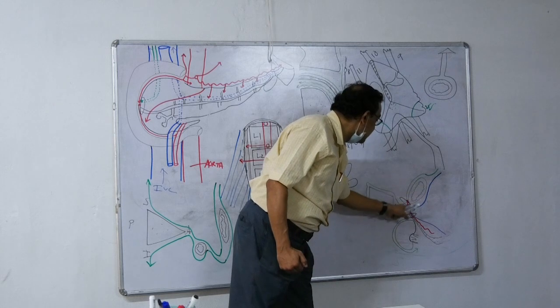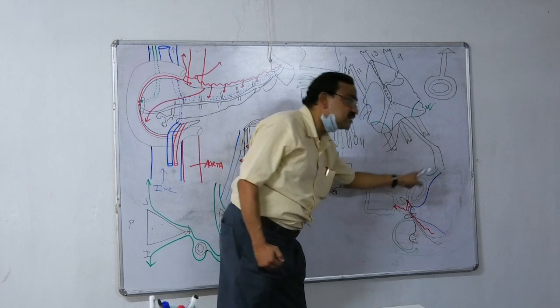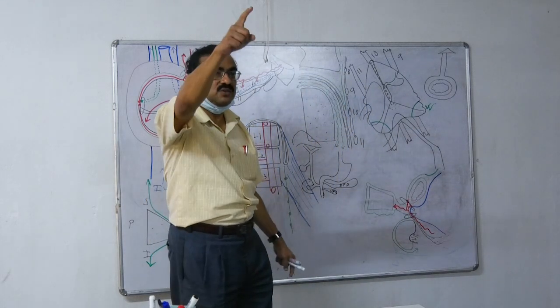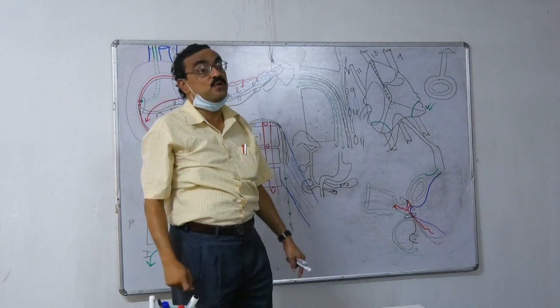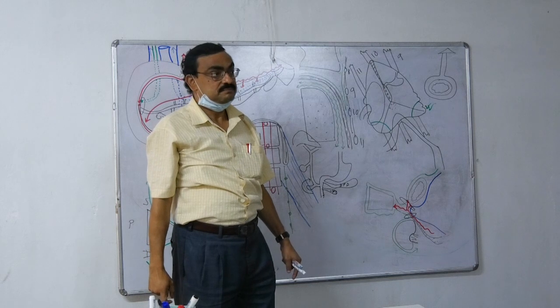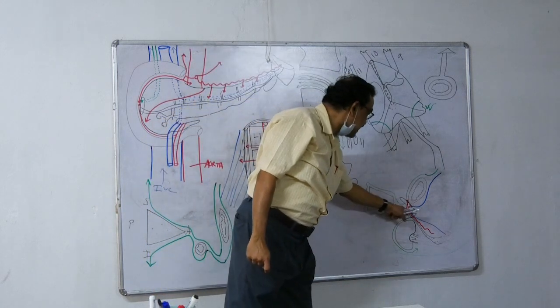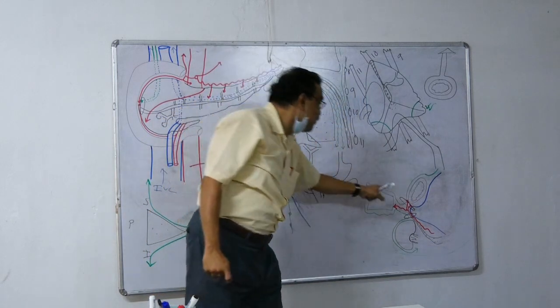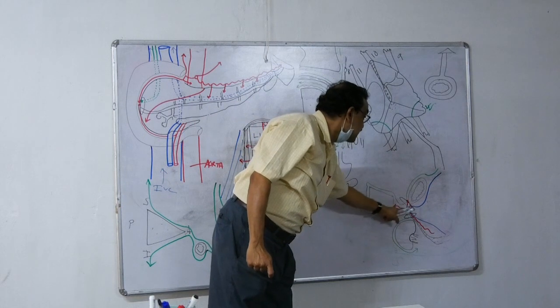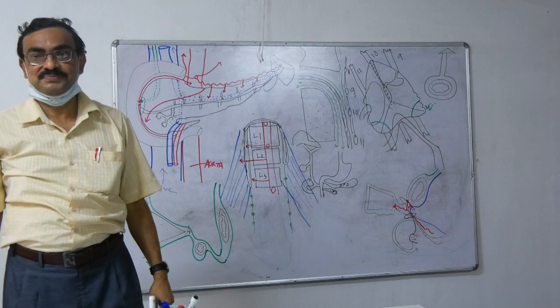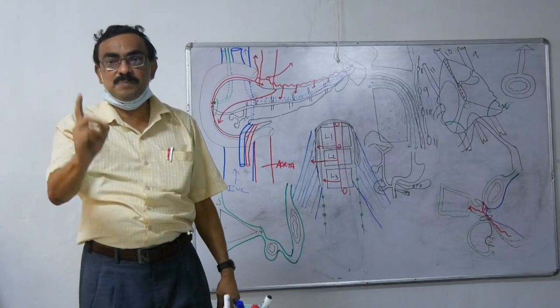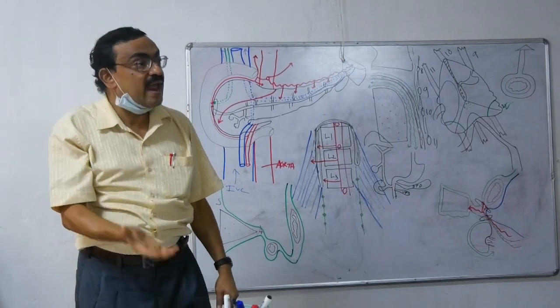During its journey, it gives branches to the stomach. Those are the short gastric arteries and the left gastroepiploic artery, which enter through the gastrosplenic ligament. So, gastrosplenic, lienorenal, lienophrenic.